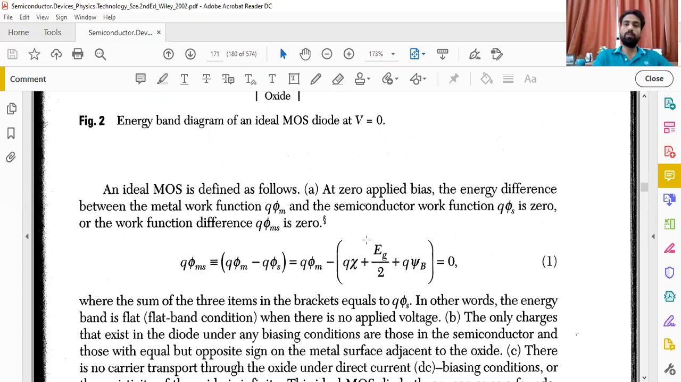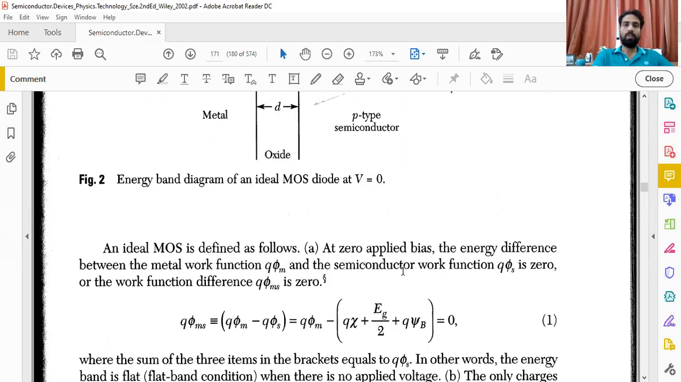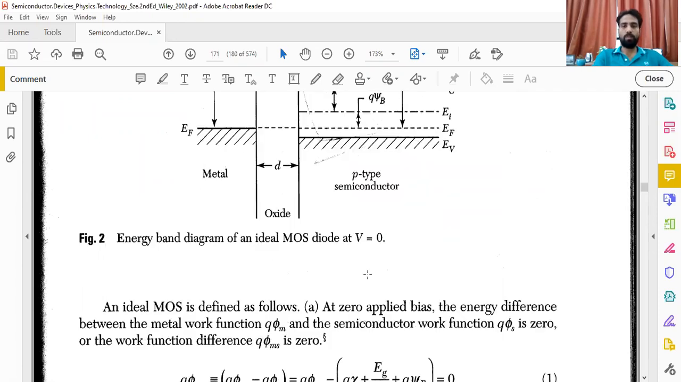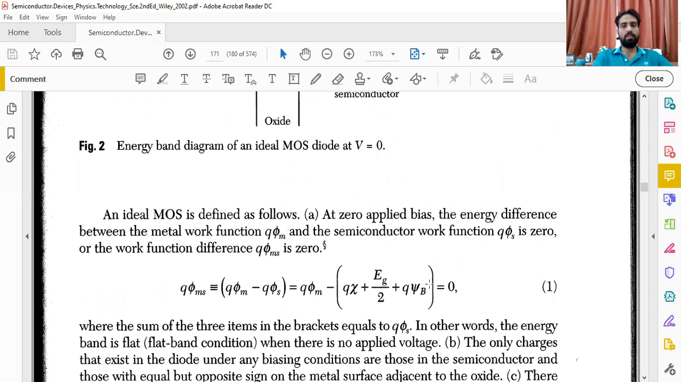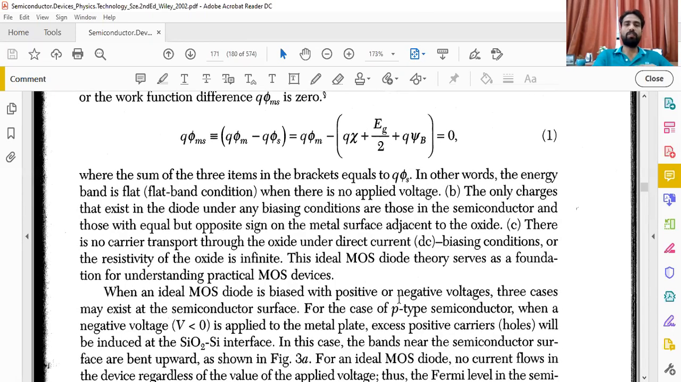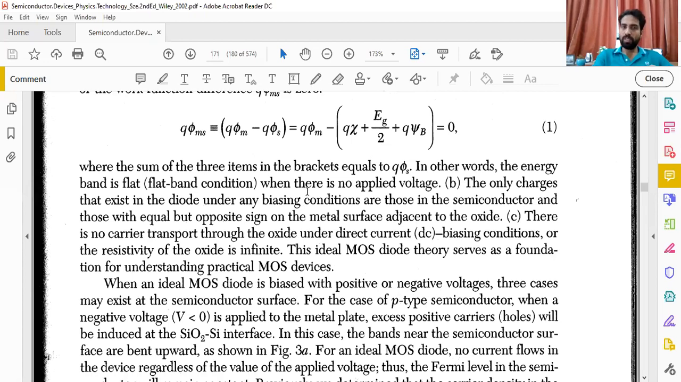That equals some equations giving the sum of energies. If you see here, this gap of energy, this gap of energy, all these energy gaps have been given up here, making this equation. So this gives you the work function difference, where the sum of the three items in the bracket equals Q phi s.